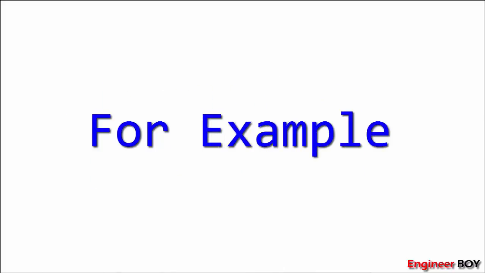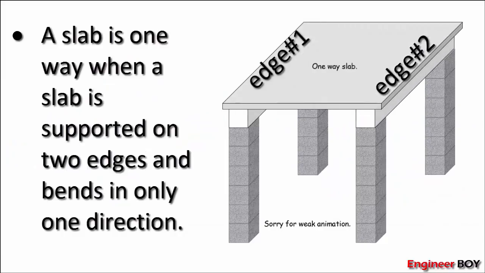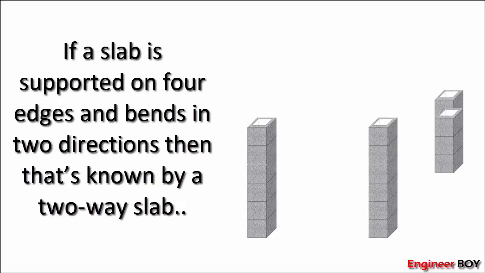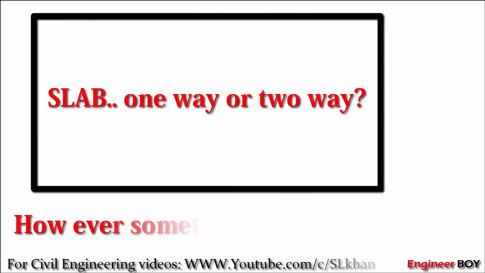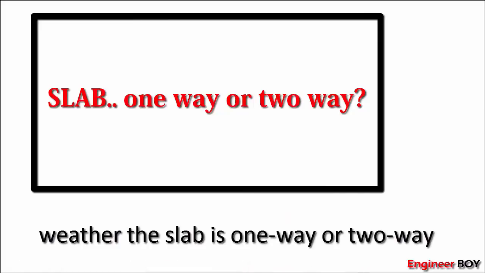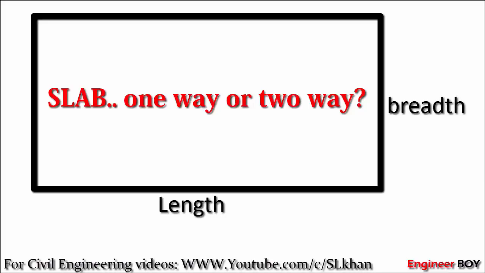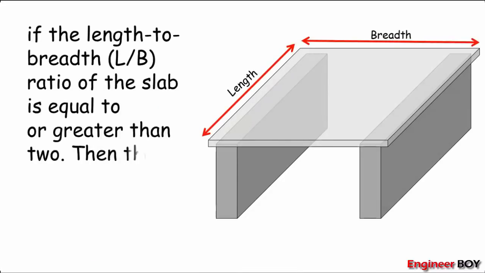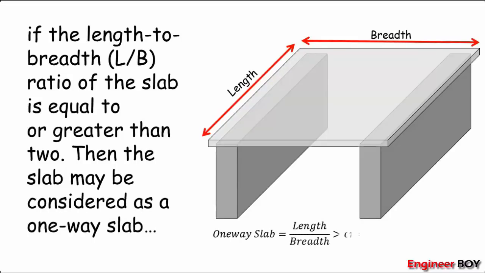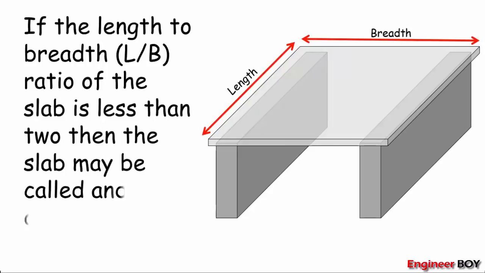Well, that's simple. You have to just keep in mind a few things. You can say a slab is one-way when it is supported on two edges and bends only in one direction. If the slab is supported on four edges and bends in two directions, then that's known as a two-way slab. However, sometimes it's hard to decide whether the slab is one-way or two-way by looking at the supports. That's why we also have to take the length-breadth ratio into account. If the length to breadth ratio of the slab is equal to or greater than 2, then the slab may be considered a one-way slab. And if the length to breadth ratio of the slab is less than 2, then the slab may be called a two-way slab.